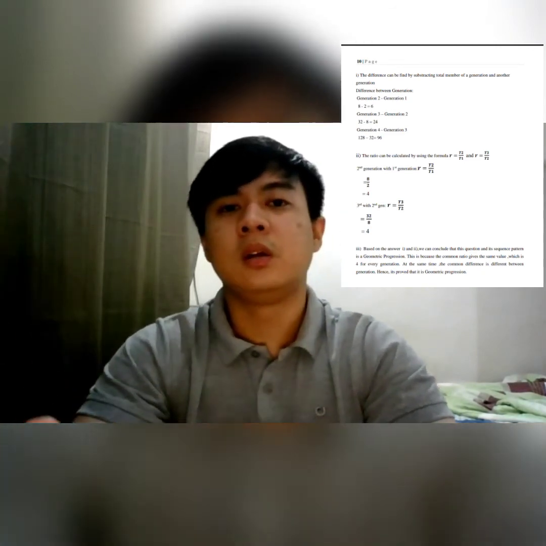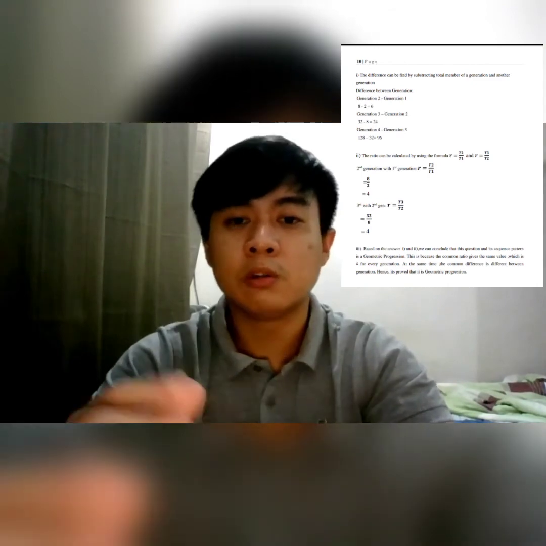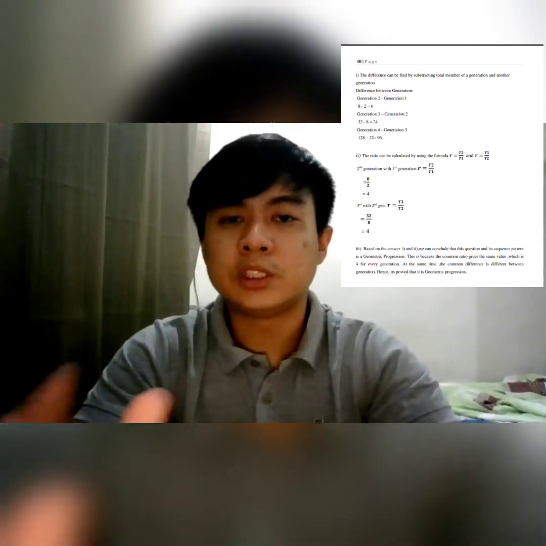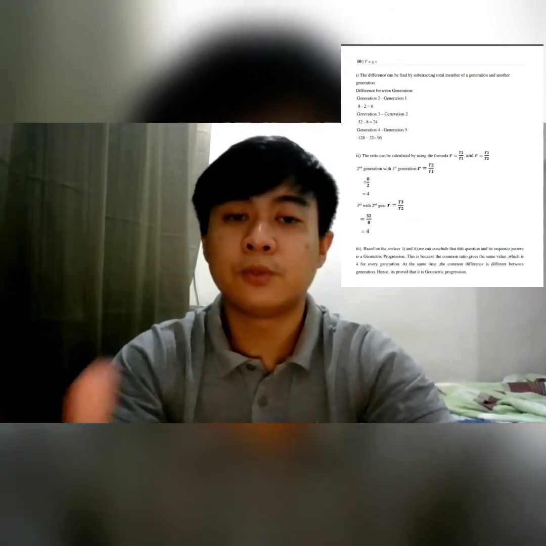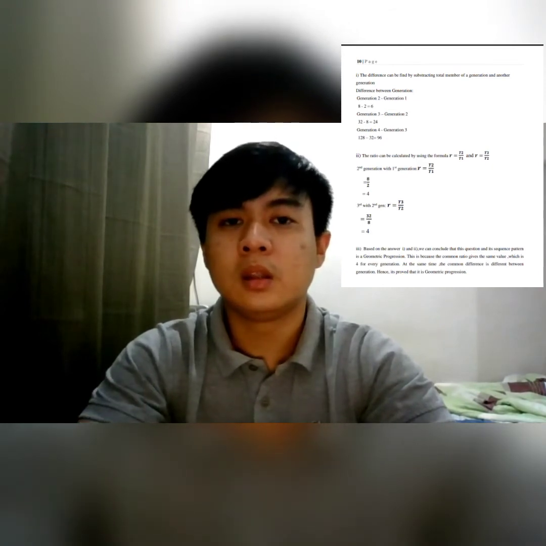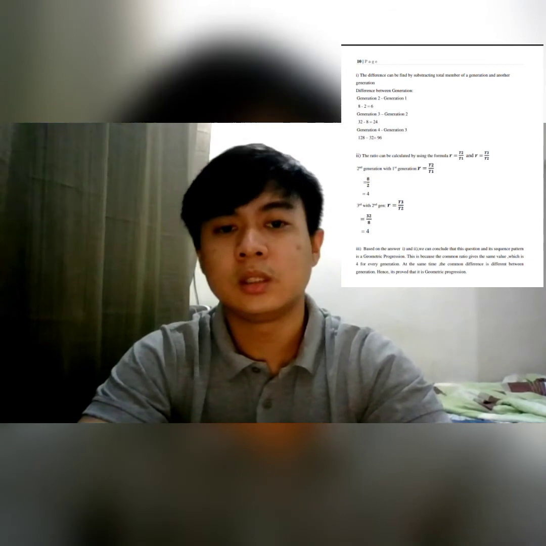For B3, based on the answers to B1 and B2, we can conclude that this is a geometric progression. This is because the common ratio is the same value, which is 4, and at the same time the common difference is different. Hence, it is proof that this is a geometric progression. That is all from me.